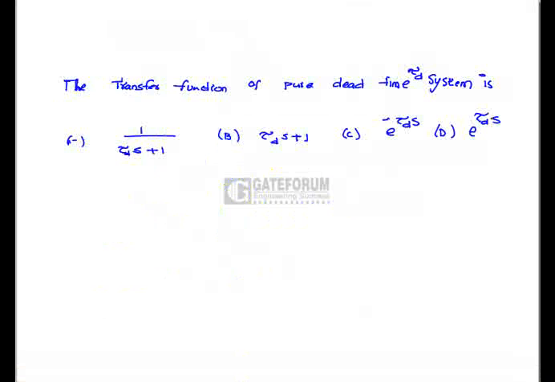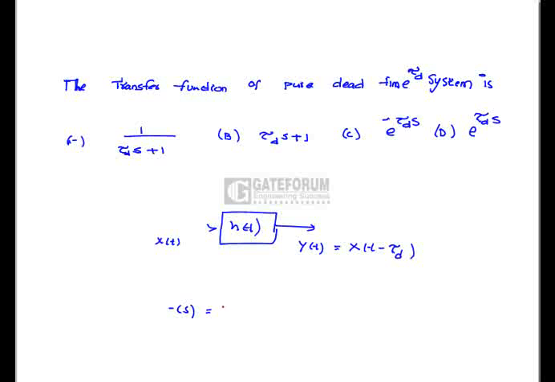The transfer function of a pure dead time system is... Here dead time is tau d. Coming to the explanation, a dead time system is a kind of delay system providing a delay. Suppose x of t is the input and y of t is the output, which equals x of t minus tau d. Then what is H of s? H of s is nothing but the delay providing system, which equals e power minus tau d s. Hence option C is correct.